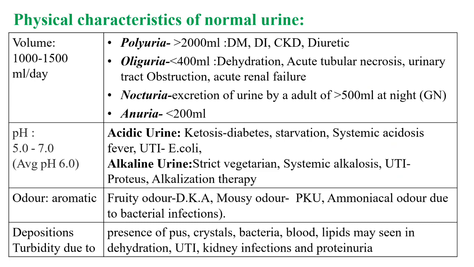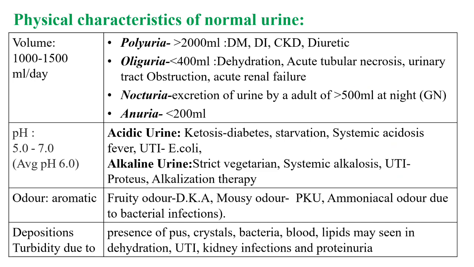This occurs in dehydration, acute tubular necrosis, urinary tract obstructions, and acute renal failure. And nocturia means excretion of urine at night, that is more than 500 ml at night. Next, anuria means complete cessation of urine, meaning less than 200 ml of urine is excreted per day.